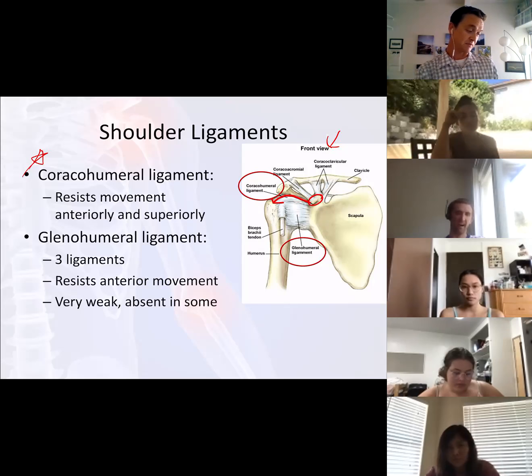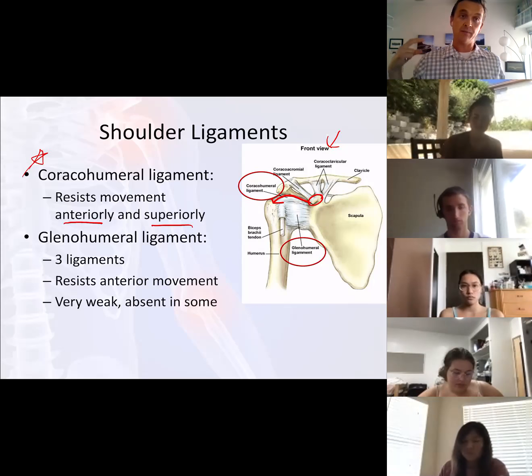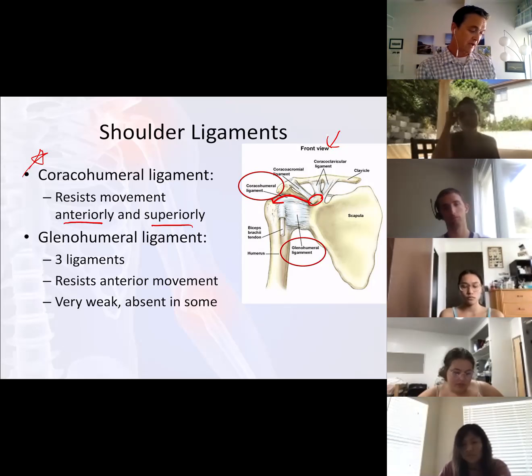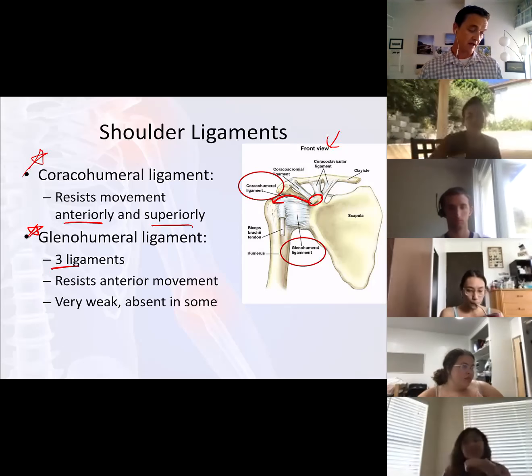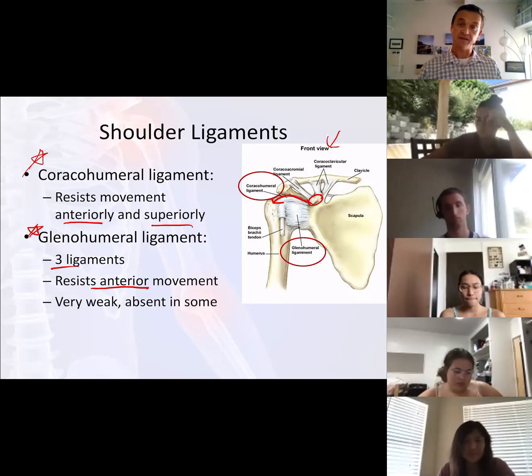So what does that mean? That means it resists movement anteriorly and superiorly. And that's what it's good for. So it doesn't let your humeral head slide upwards and anteriorly, or it tries to stop it from doing that a little bit. And then we have this kind of ligament complex called the glenohumeral ligament. And it's actually 3 separate ligaments. And most of them, the complex really resists anterior movement, okay? So it stops your humerus from popping out anteriorly. And these are really loose, really weak in most people. And then some people don't have them at all.